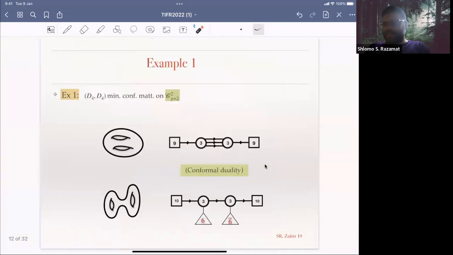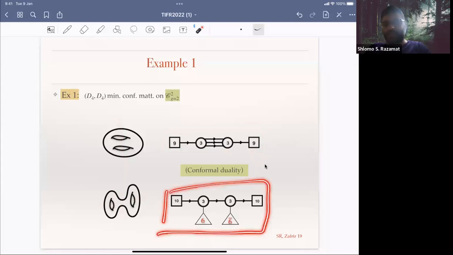So here, let me give you several more examples of this effect. For example, we can start from the same D4 minimal conformal matter, compactify it on a genus 2 surface, and we can break this genus 2 surface into pieces in different ways. For example, we can break it in such a way into 3-punctured spheres. You can construct a cross-dimensional dual of this theory. You get such a quiver theory. Or you can break the genus 2 surface in a different way into 3-punctured spheres, and then the theory that you will obtain will look different.